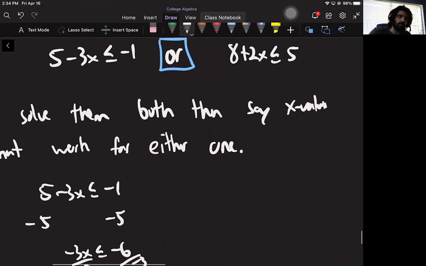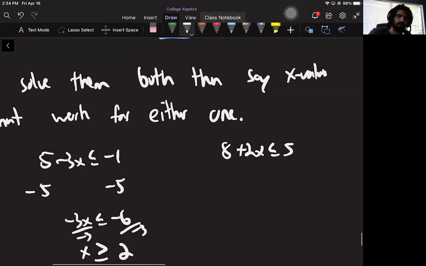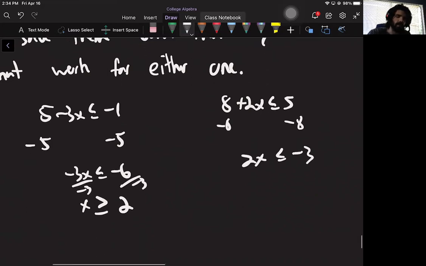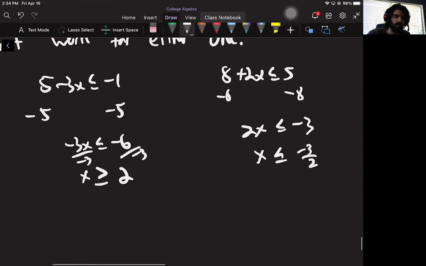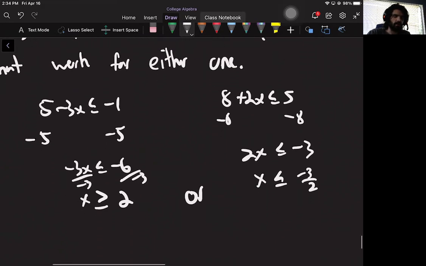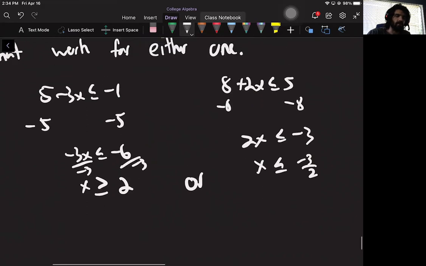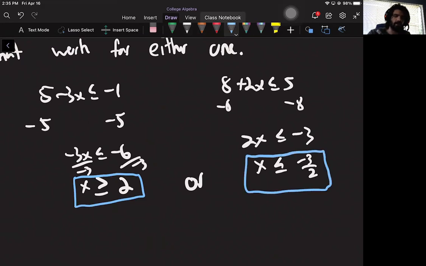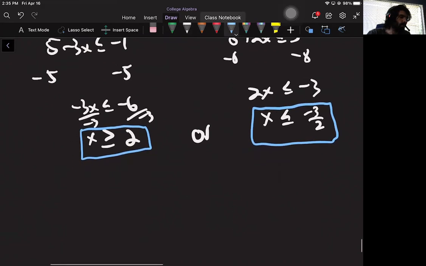Okay, and then over here, I'm solving 8 plus 2x is less than or equal to 5. So I'm going to subtract the 8s on both sides. And now I have 2x is less than or equal to -3. And I'm dividing by 2, which is not a negative number, so I don't have to worry about flipping anything over. So then the point is that my answer to this question of which x values solve either one equation or the other is really this. Either x can be greater than or equal to 2, that's fine, or x's that are less than or equal to -3/2 are also fine.